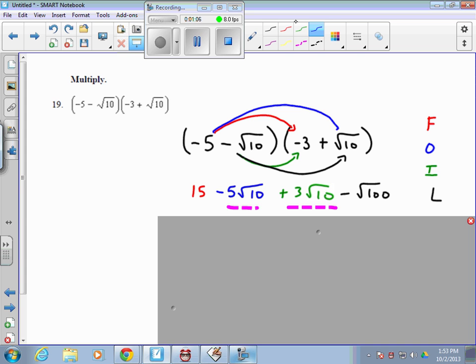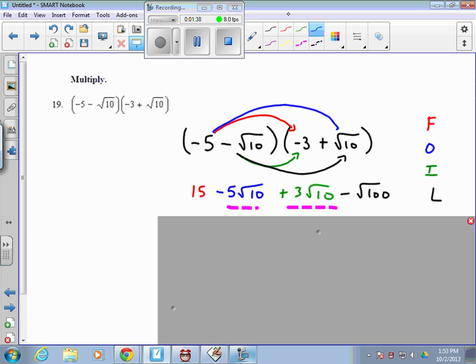Number 18, you have negative 5 minus the square root of 10 times negative 3 plus the square root of 10. You need to FOIL it out. The first term's negative 5 times negative 3 gives you negative 15. The outer term's negative 5 times the square root of 10 gives you negative 5 times the square root of 10. The inner terms, negative square root of 10 times negative 3, gives you positive 3 times the square root of 10. And the last terms, negative square root of 10 times positive square root of 10, is negative square root of 100.